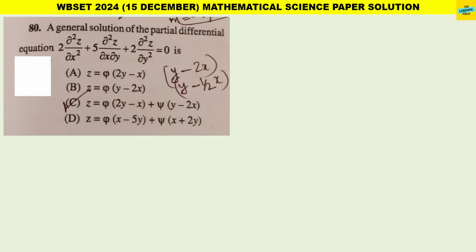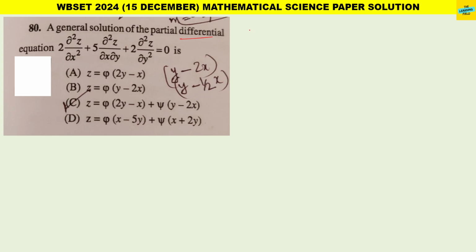Fine. Next question. It says that the general solution of the partial differential equation 2 del 2z del x2 plus 5 del 2z del x del y plus 2 del 2z del y2 equal to.